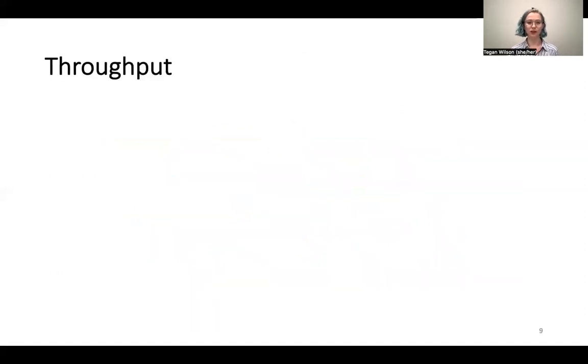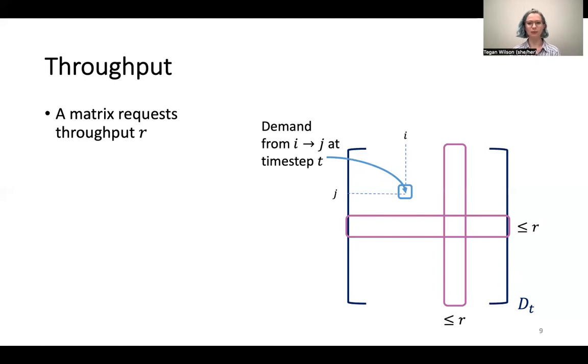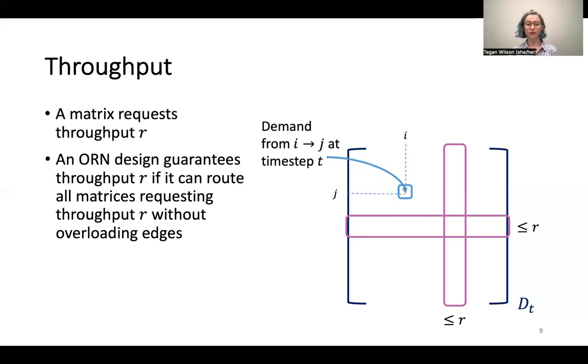For our paper, we define throughput in the following way. Let D sub t be the matrix of traffic demands that originate at time step t. We say a matrix requests throughput R if the row and column sums of the matrix are bounded above by R, and R is the smallest number for which this holds. So row and column sums bounded above by R. And additionally, we say that an ORN design guarantees throughput R if it can route all matrices requesting throughput R without overloading any edges. To give some intuition behind why we define throughput in this way, note that this is a very simple local condition that each of the servers can check individually. So if we built a system that we knew could guarantee throughput R, it would be very easy to ensure that we don't overload the network without the need for any centralized checker by just rate limiting each server individually.